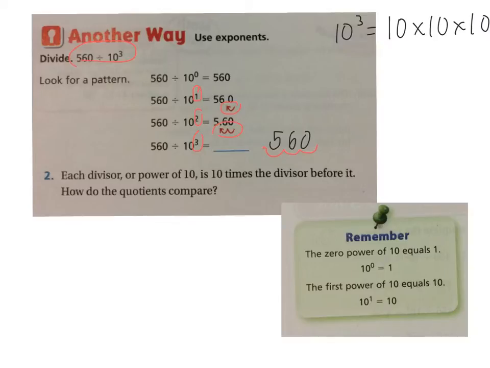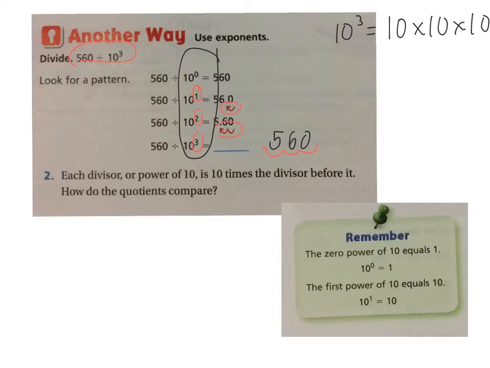Number 2 says, each divisor, or power of 10, is 10 times the divisor before it, right? How do the quotients compare? When my divisor, which is this row right here, is getting 10 times bigger each time, right? Is 10 times bigger than 1? Yeah. Is 100 10 times bigger than 10? Yeah. Is 1,000 10 times bigger than 100? Yeah. So this is getting 10 times bigger each time.